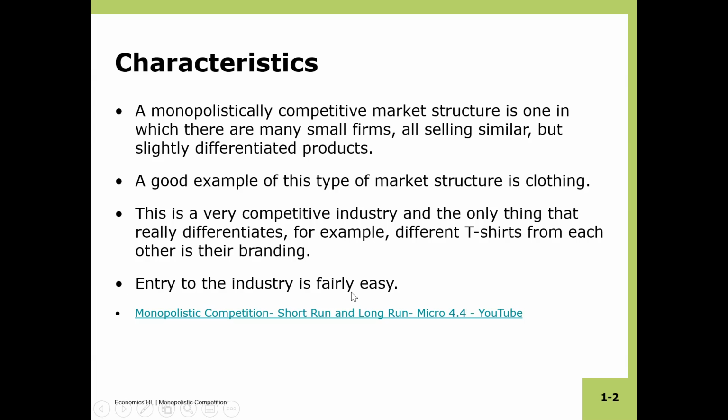Entry to the industry is fairly easy. This is another important characteristic. Remember, in monopoly, entry to the industry is impossible. Other firms cannot enter, so in monopoly, firms can make a profit and they get to keep their profit. Well, for monopolistic competition, entry is fairly easy. So if firms are making this supernormal profit, what will happen? What will happen is that other firms will come in and enter.